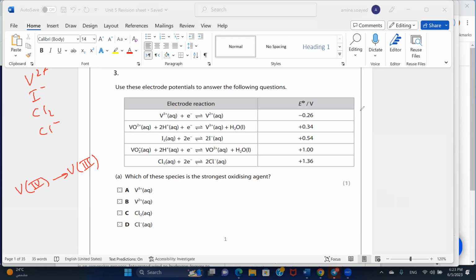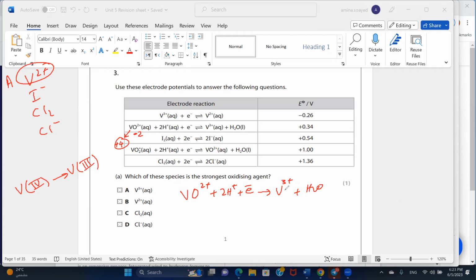Okay. So here the answer is vanadium plus 2, which is A. Why is it A? Because they want the vanadium plus 4. This is the vanadium plus 4 because this oxygen is minus 2. This means that the vanadium is plus 4, because when we add plus 4 to minus 2, we get plus 2, isn't it? So they want the vanadium 4 to be changed to vanadium plus 3. They want this equation to be as it is: VO2 positive plus 2H positive plus electron gives vanadium plus 3. They want it like this.